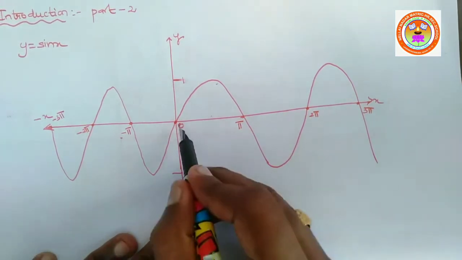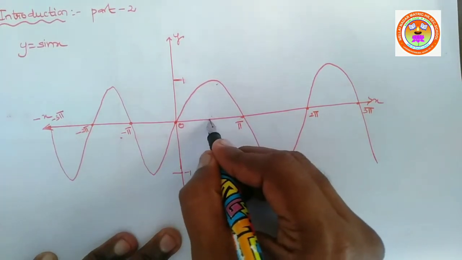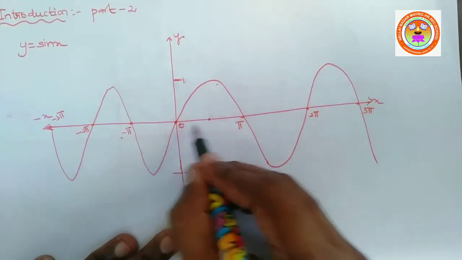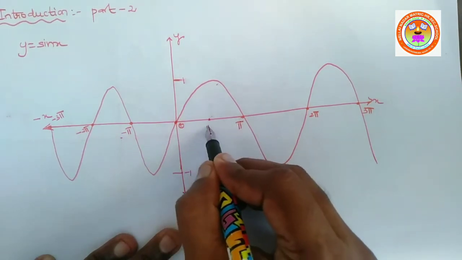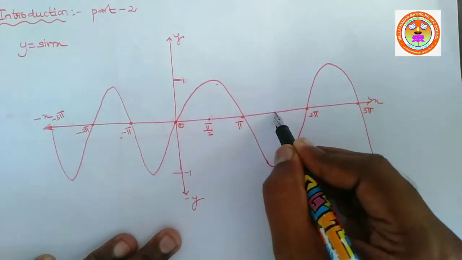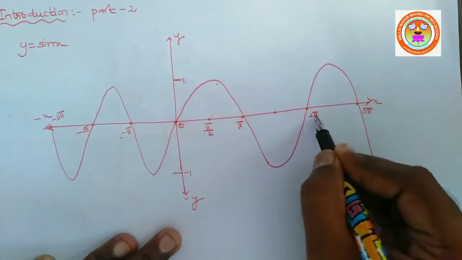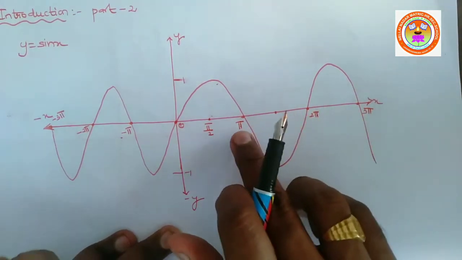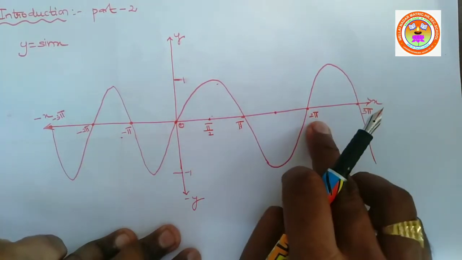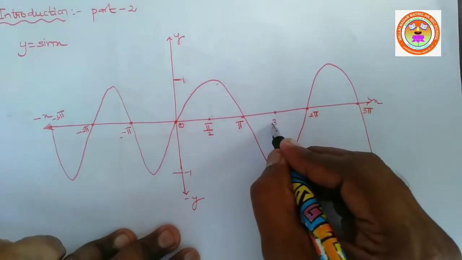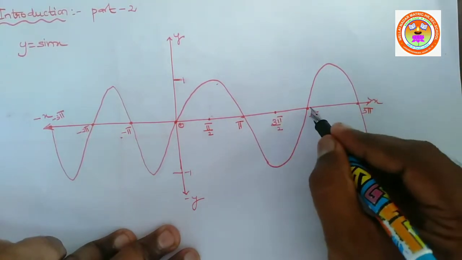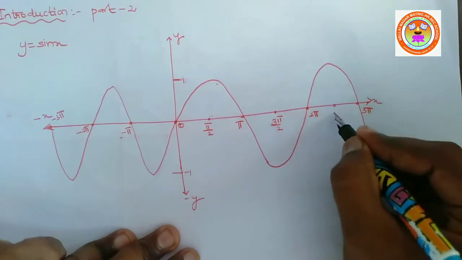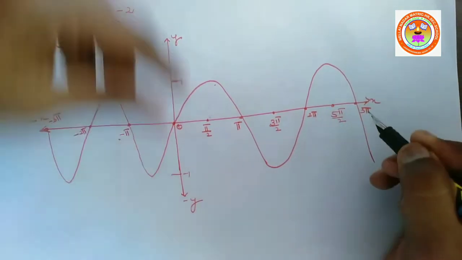So 0 to pi, the middle one is nothing but the midpoint. 0 plus pi, this is pi by 2. For the next one, pi plus 2 pi, you know, for a mid value we need to add and divide by 2. Pi plus 2 pi divided by 2 is 3 pi by 2. This value is 3 pi by 2. 2 pi plus 3 pi divided by 2 is 5 pi by 2. This value is 5 pi by 2.